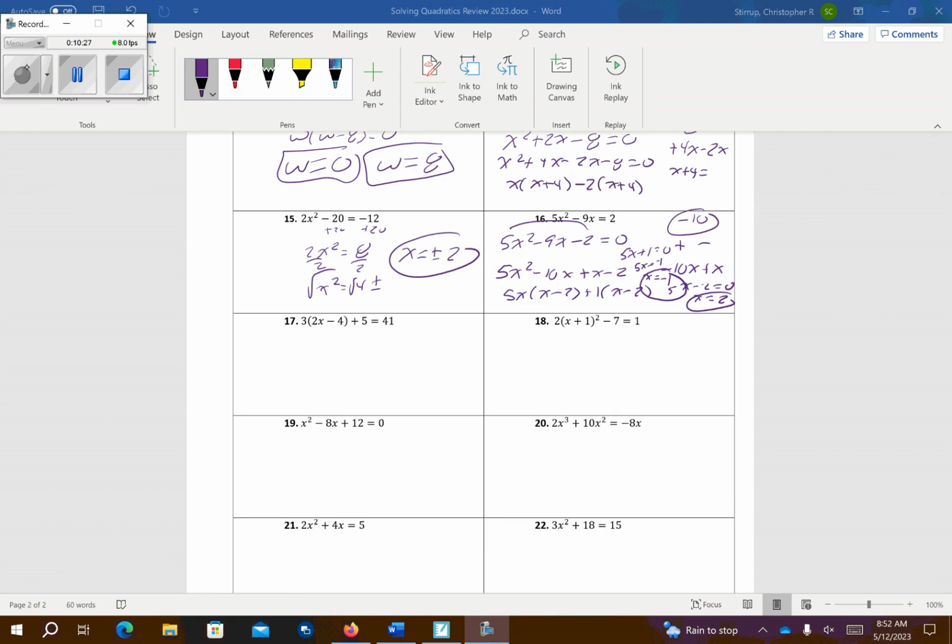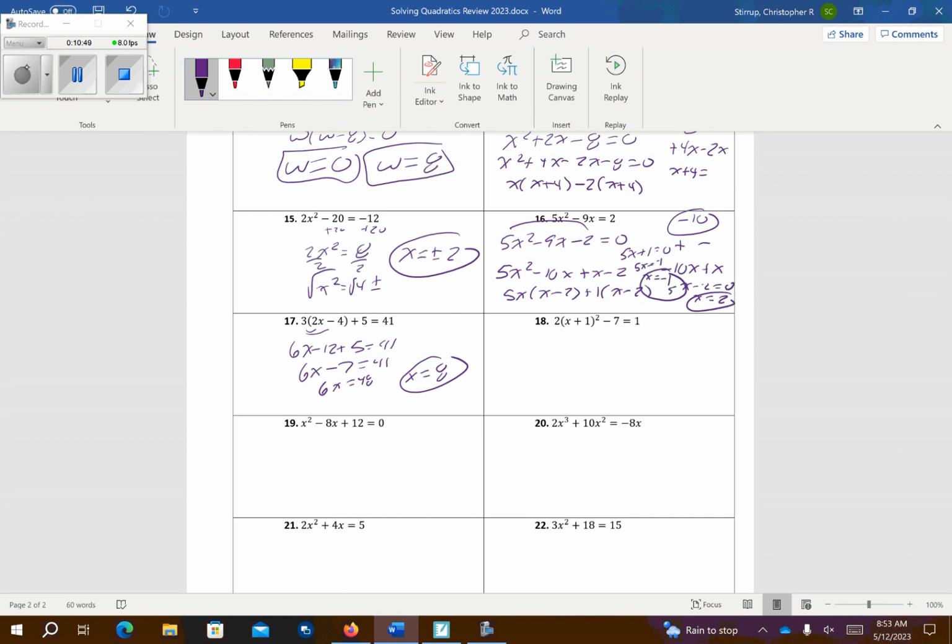Problem number 17, we're going to distribute the 3 to both of those. So that's going to give me 6x minus 12 plus 5 equals 41. 6x, combine those together, I get negative 7 equals 41. Add 7 to both sides, so that's going to give me 48. Divide each side by 6, so it's going to give me 8 for an answer.